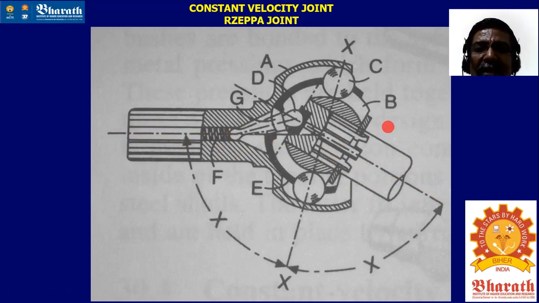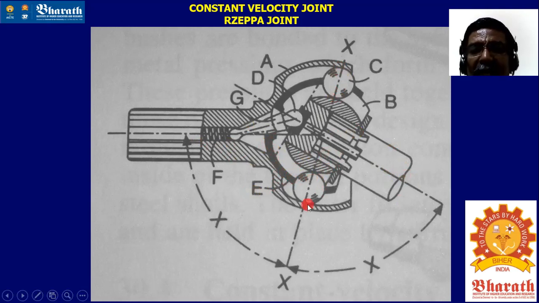In that particular case, of course, we don't require any joint, Rzeppa or any constant velocity joint at all. The constant velocity joint plays a role only when the wheel is tilted. As per this diagram, the wheel is tilted now. When the wheel is tilted, it should satisfy one condition. For that, you see there is part E. Part E is called the cage. The cage holds a number of balls in a plane.